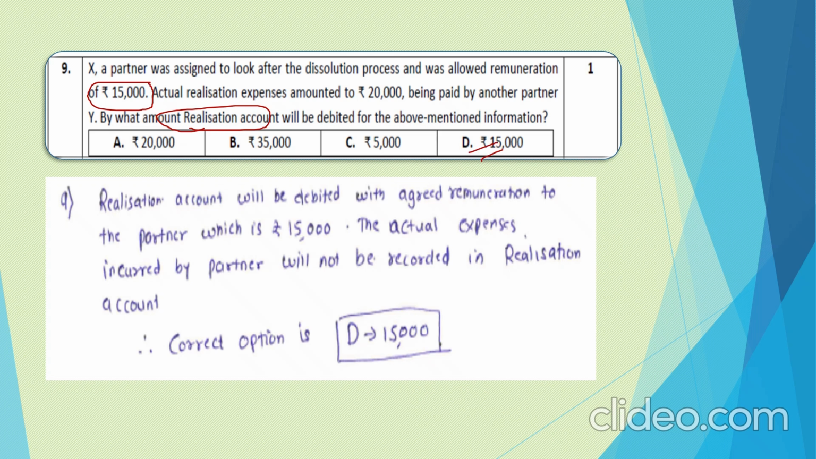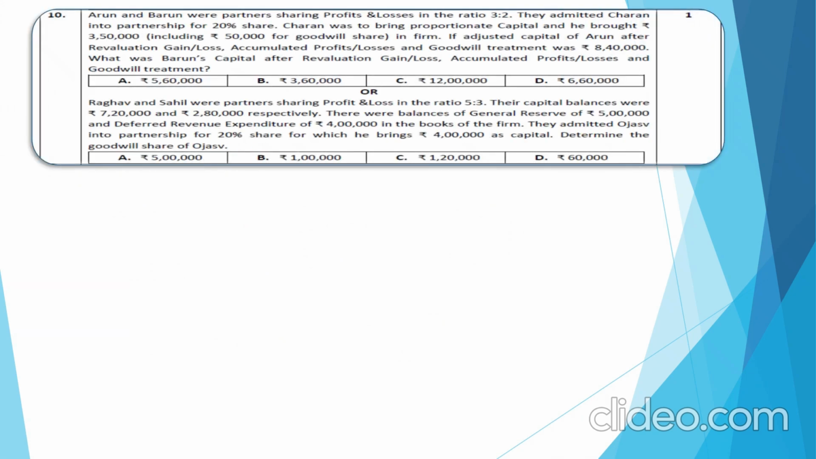Now, 10th question. Arun and Barun were partners in a firm, sharing profits and losses 3:2. They admitted Charan into the partnership firm for a 20% share. He was to bring proportionate capital and he brought 3,50,000 capital, in which 50,000 was goodwill. If the adjusted capital of Arun after revaluation is 8,40,000, what will be Barun's capital after revaluation?